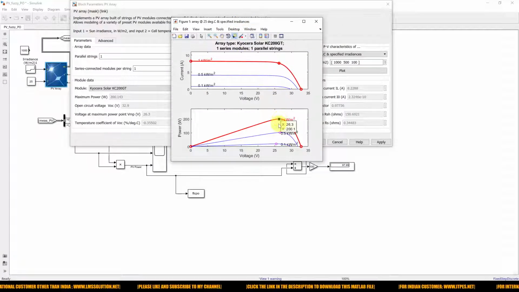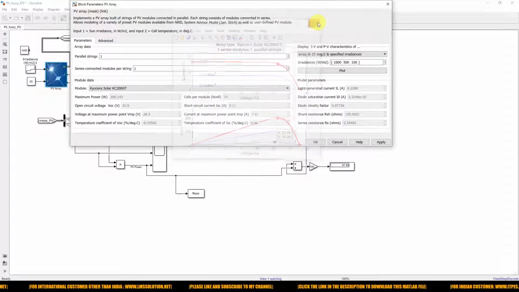Here you can see that at 1000 watts per meter square, the peak power is around 200 watts, and for 500 watts per meter square, the peak power is 101.6, and then for 100 watts per meter square, the peak power is around 19.49 watts. So this is a typical PV and IV characteristic of the considered panel.